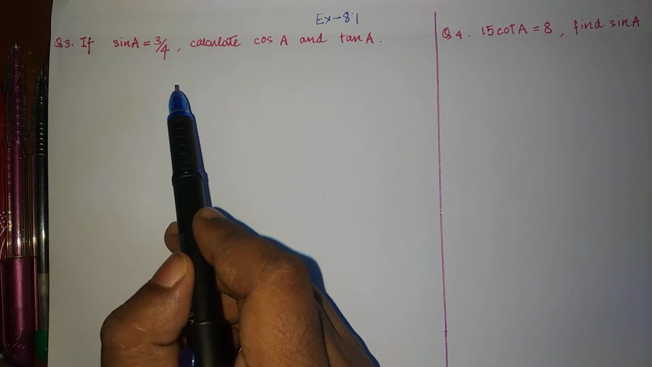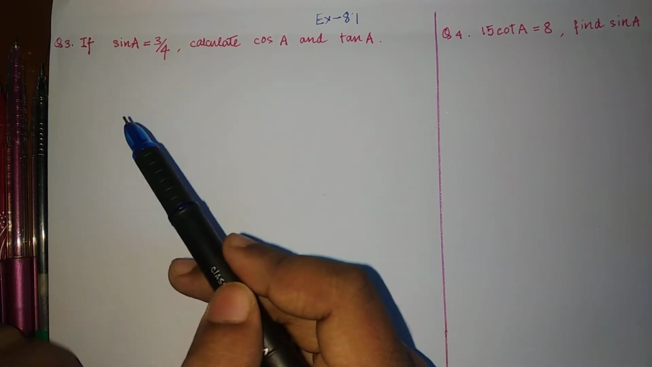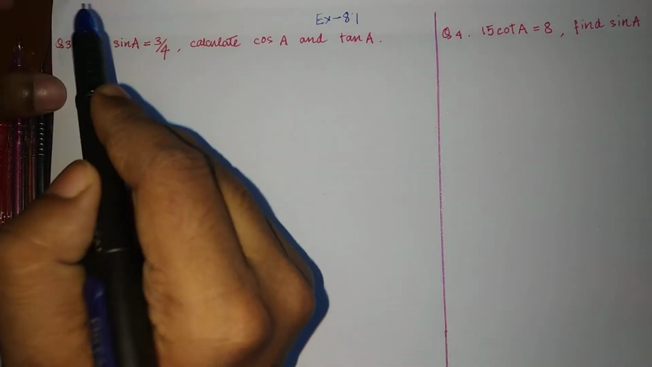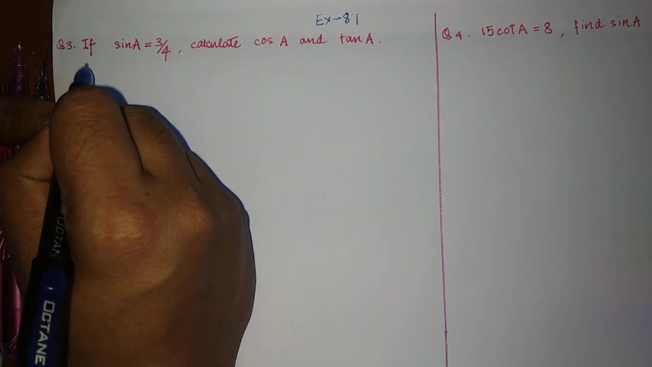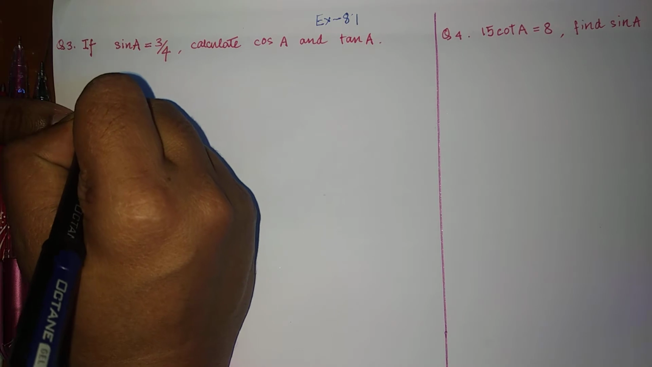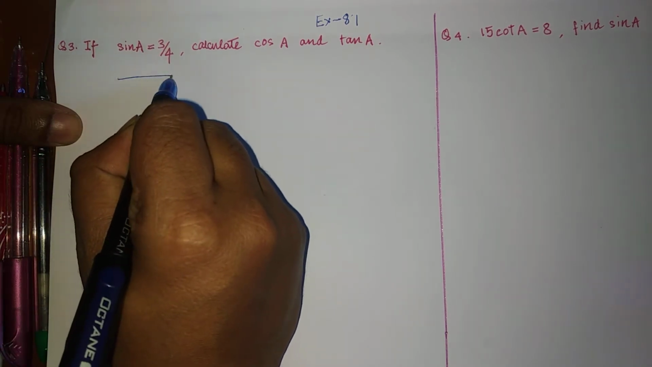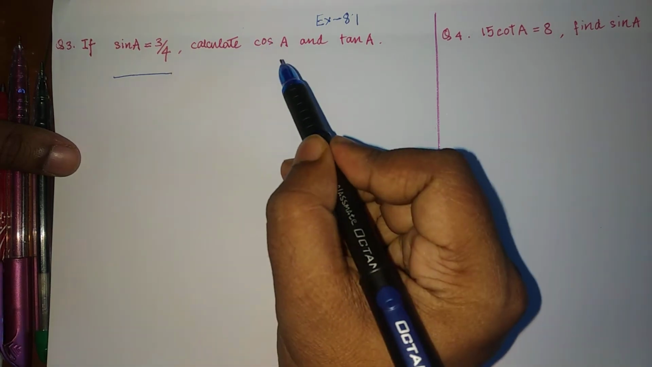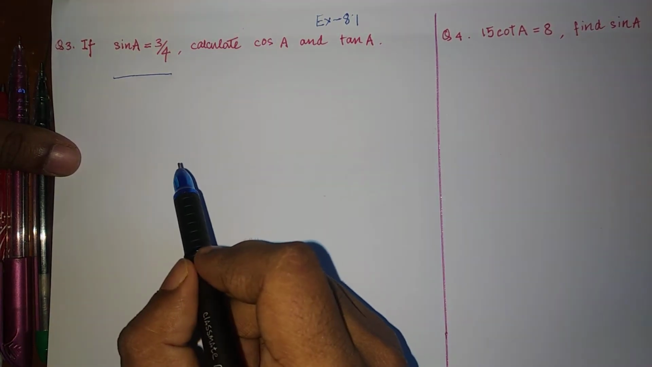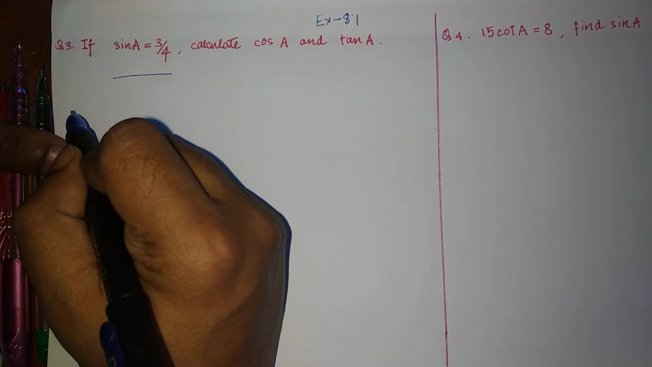First, you have to find out what is given in the question. So you have been only given one piece of information in the question, which is this: sin A is equal to 3 by 4. With this information, you have to calculate cos A and tan A. So let me show you how you have to calculate it.